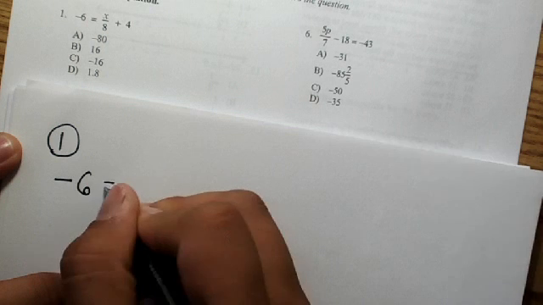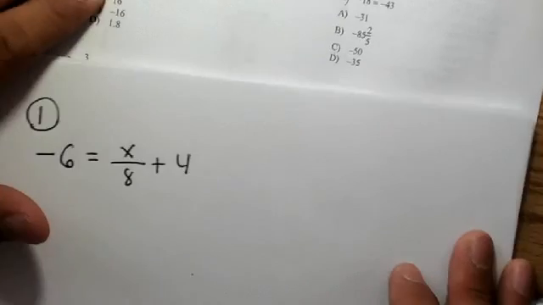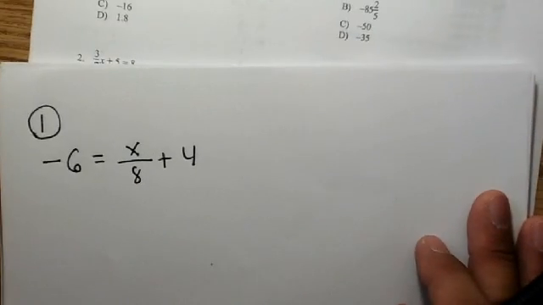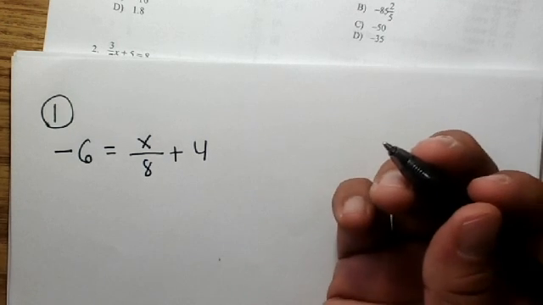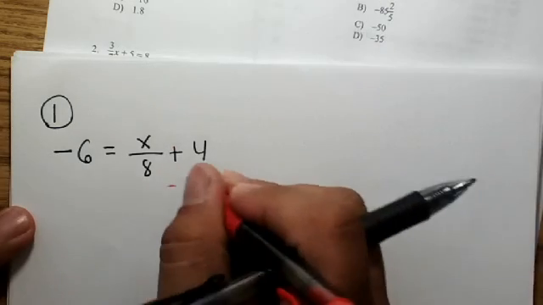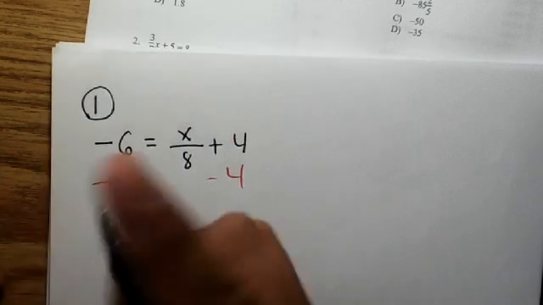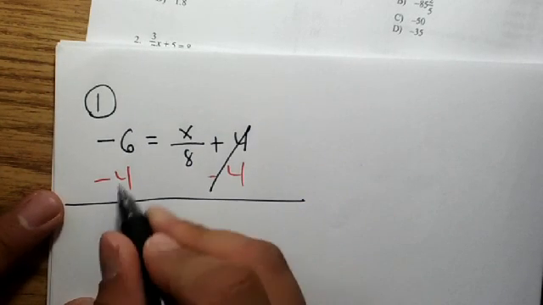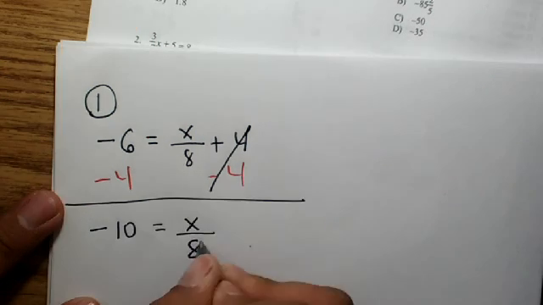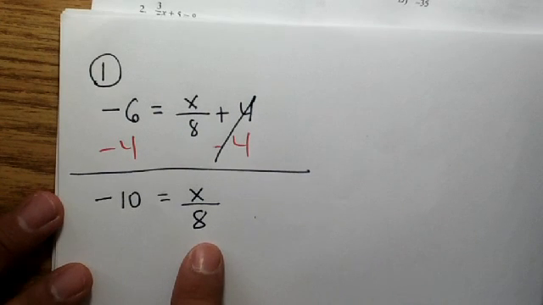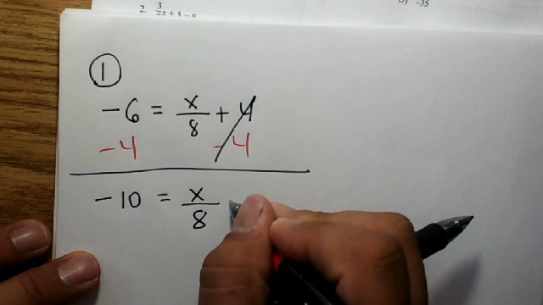negative 6 equals x over 8 plus 4. Well, the first step would be we subtract 4 from both sides, right? You would subtract 4 from both sides. Then after you subtract 4 from both sides, you're left with negative 6 minus 4. That gives us negative 10 equals x over 8. Now, what do we do after this step? You're dividing by 8.